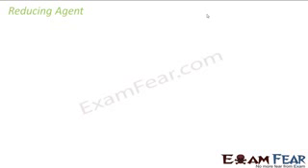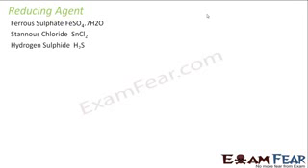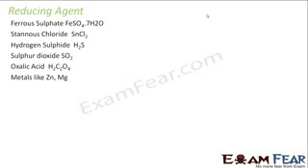Now let's talk about reducing agents. Ferrous sulfate is a good reducing agent. Then stannous chloride is also a good reducing agent. Hydrogen sulfide is a good reducing agent. Sulfur dioxide is also a good reducing agent. Oxalic acid, H2C2O4, is a good reducing agent. And metals like zinc and magnesium are also good reducing agents.